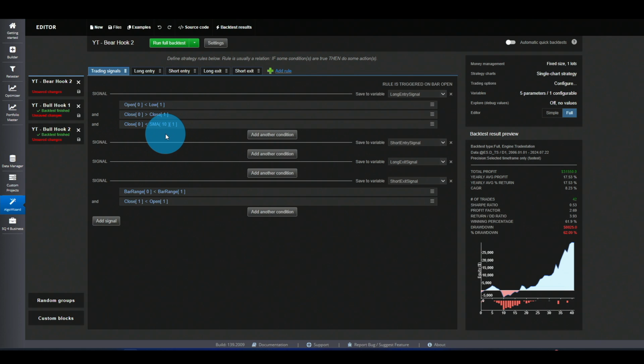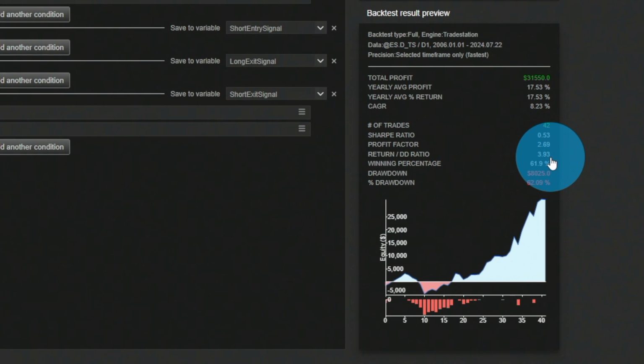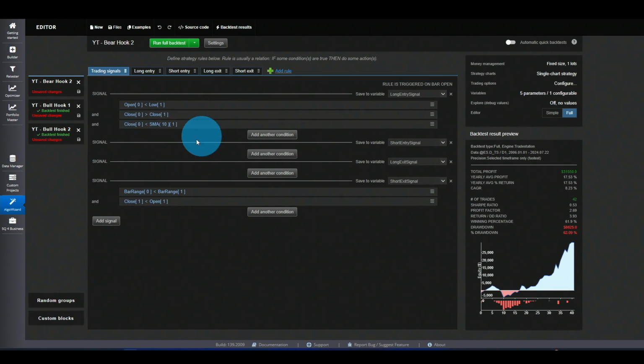So this one looks like a good filter: the close lower than the average close of 10 bars. So we get 42 trades and a 3.93 return to drawdown ratio, and we get rid of this huge drawdown in the beginning. Now, I didn't test any filters. This is just a simple one. I just wanted to show you that once you have a lot of trades, it's a lot easier to filter trades. The problem is always a low number of trades.